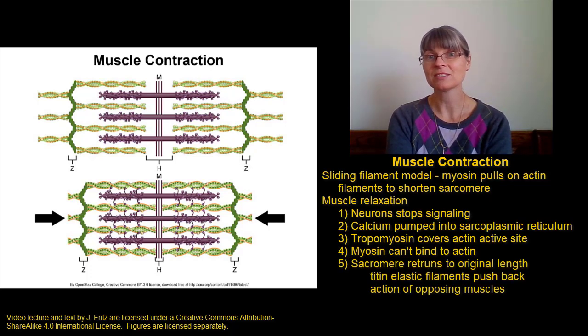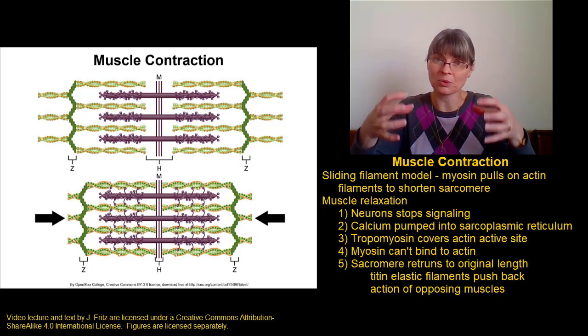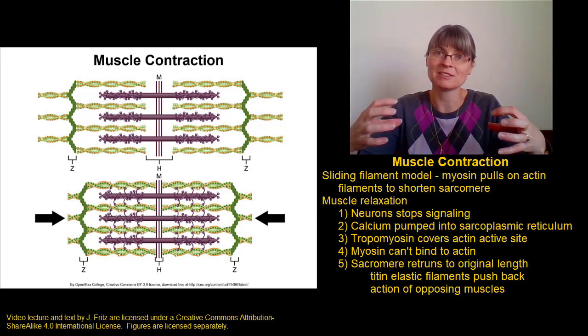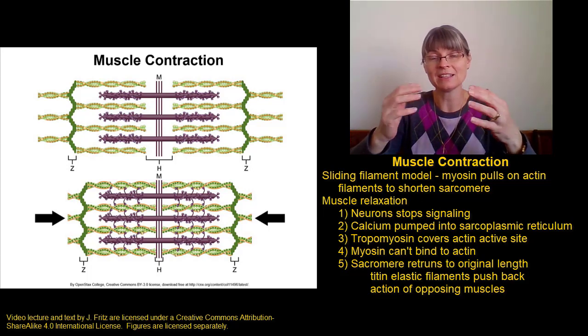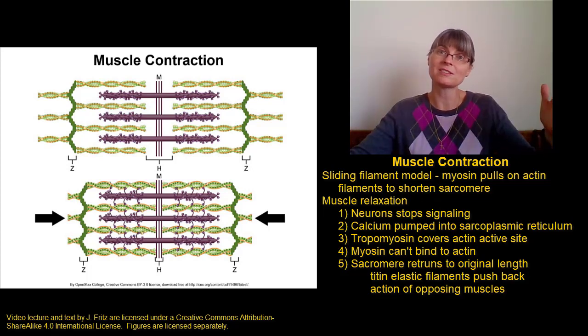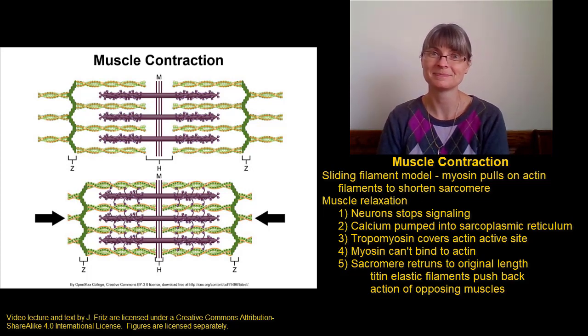The relaxation gets a little bit of help from the titin protein. Remember that I described titin as sort of a big spring holding those thick filaments in place. As soon as the myosin is no longer holding onto the actin, those titin springs can push the Z discs apart and the muscle can return to its original length.